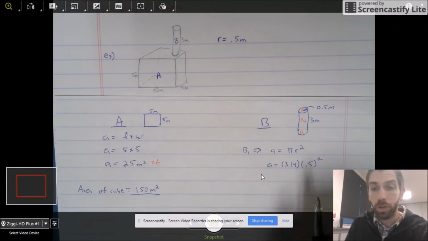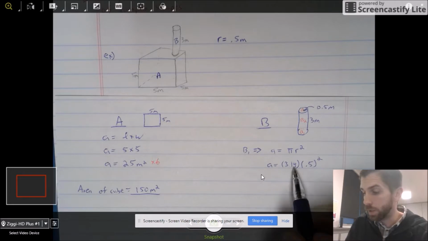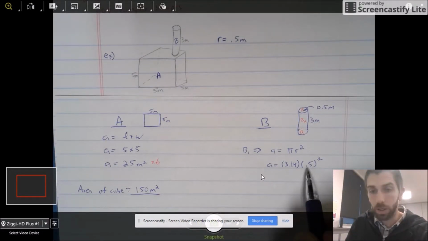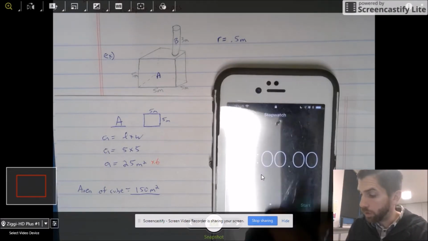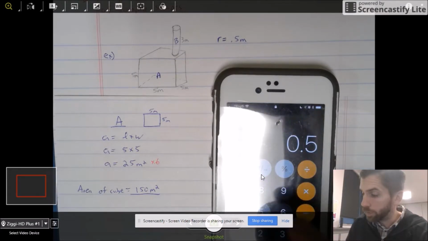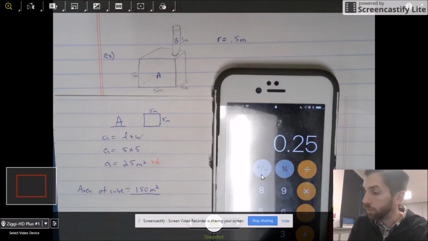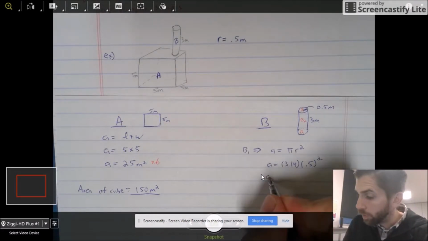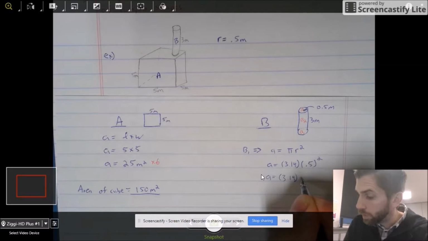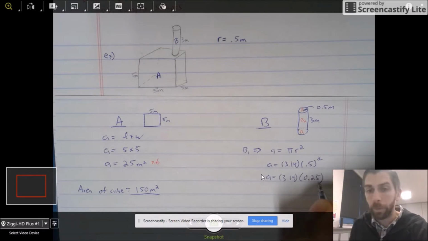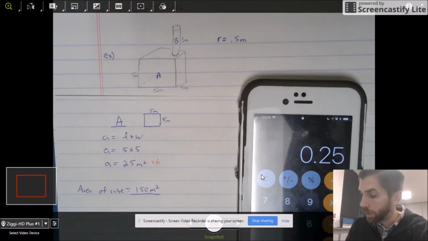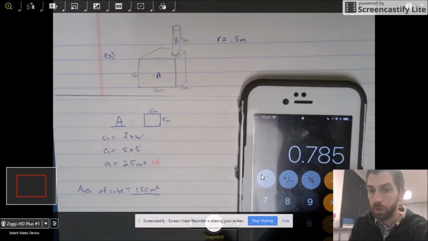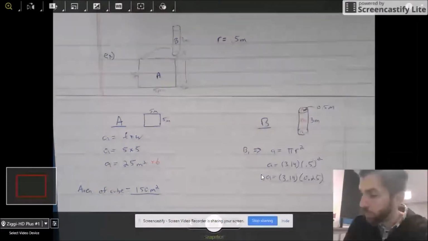Now, following BEDMAS, I need to make sure I go brackets first. Are there any operations happening inside the brackets? No, they're just numbers. Then I'm going to look at exponents. Yes, I have an exponent here. So it's 0.5 squared. I'm going to use my calculator. 0.5 times 0.5 equals 0.25. So I'm going to rewrite that now. Area equals 3.14 times 0.25. Multiply those together. So I have 0.25 times 3.14 equals 0.785. I'm going to use all three of those digits.